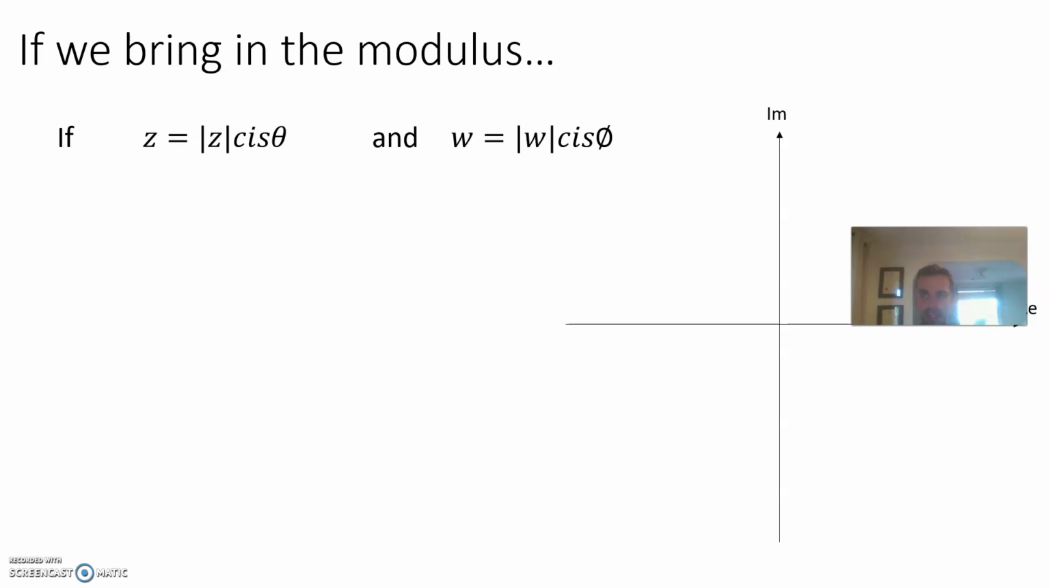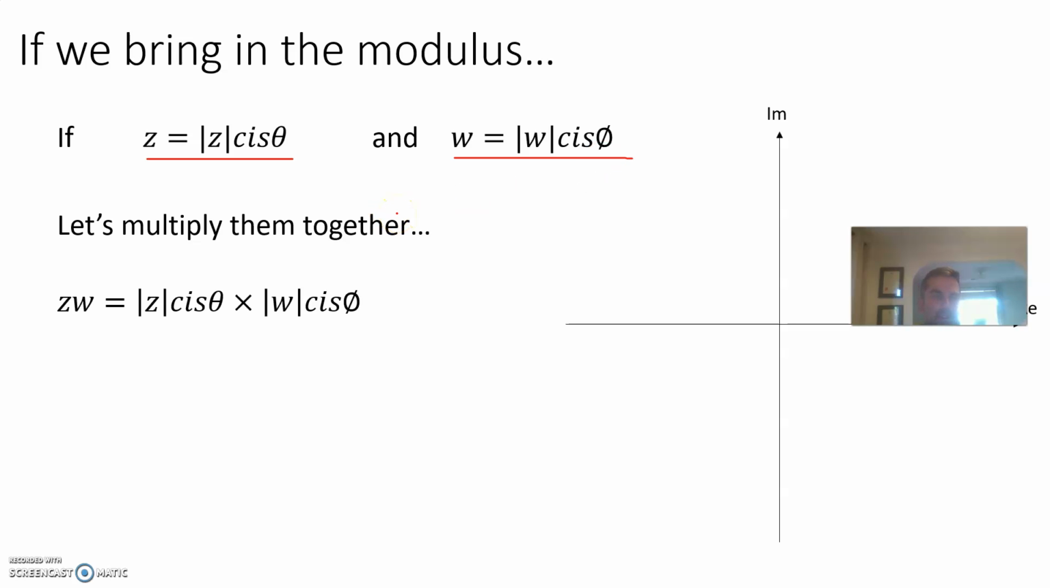So I'm going to have two made-up imaginary numbers, one called z, which is equal to the modulus of z times cis theta, and one called w, which is the modulus of w times cis of phi, this other Greek letter. And we're just going to multiply them together and see what happens. Okay, so if we do z times w, we're just going to substitute directly from what's above: mod z cis theta times mod w cis phi.